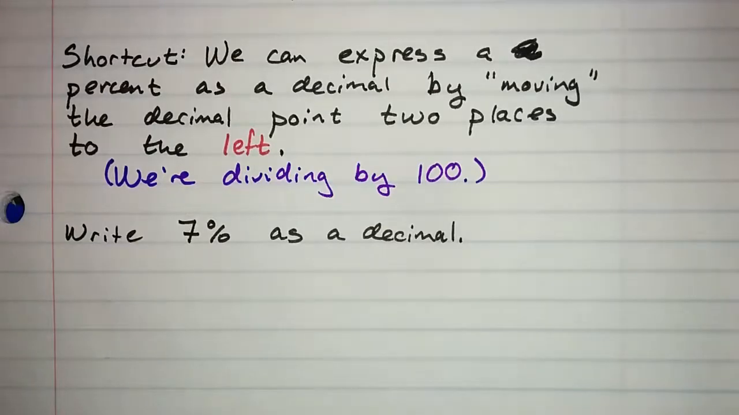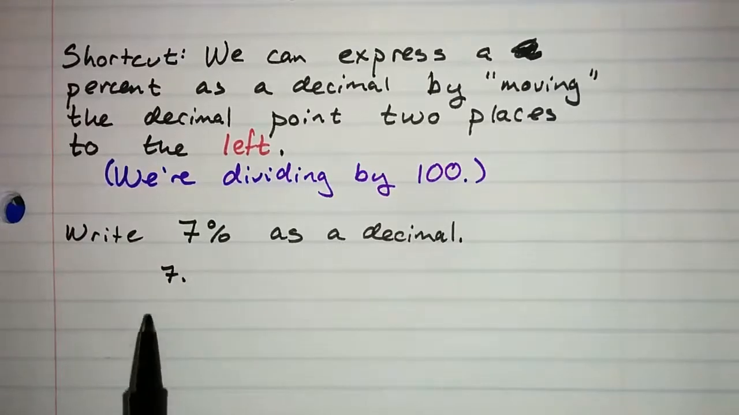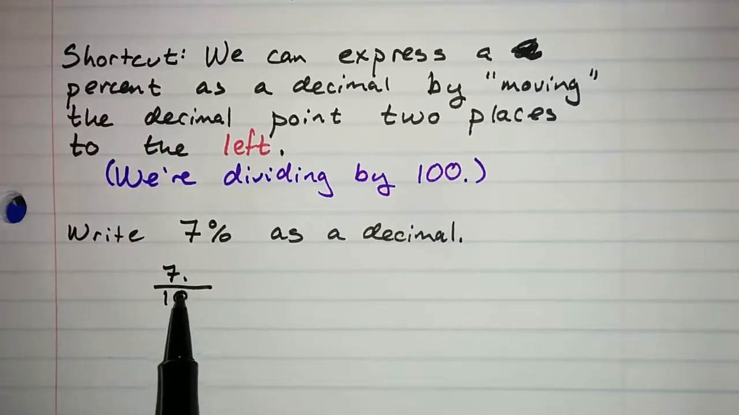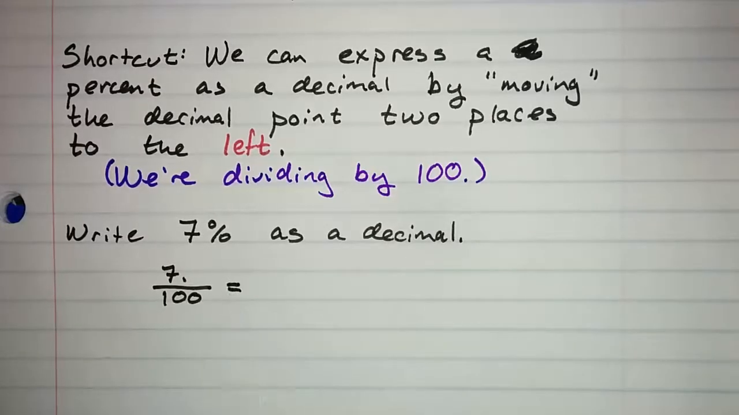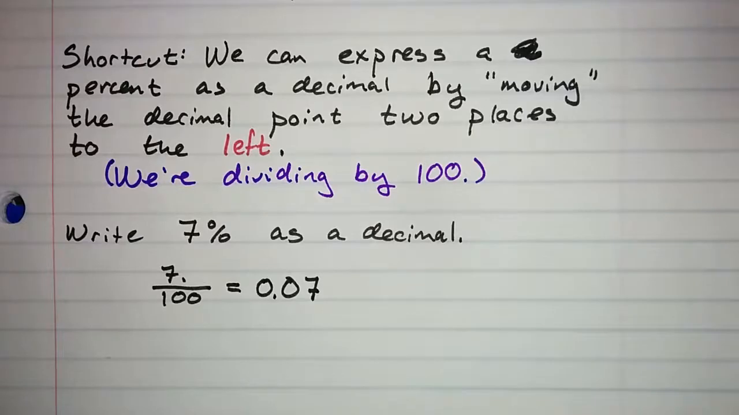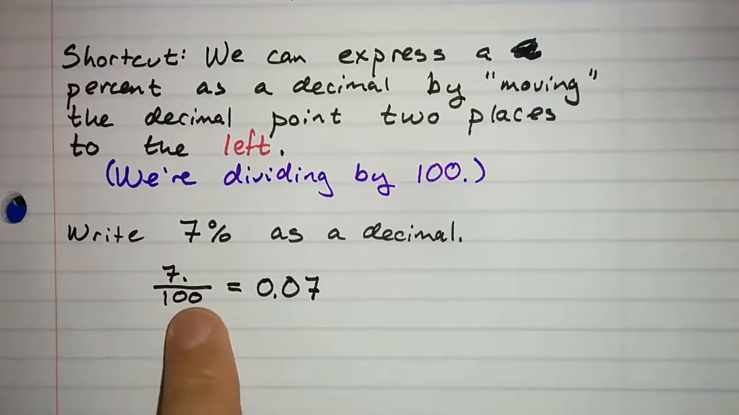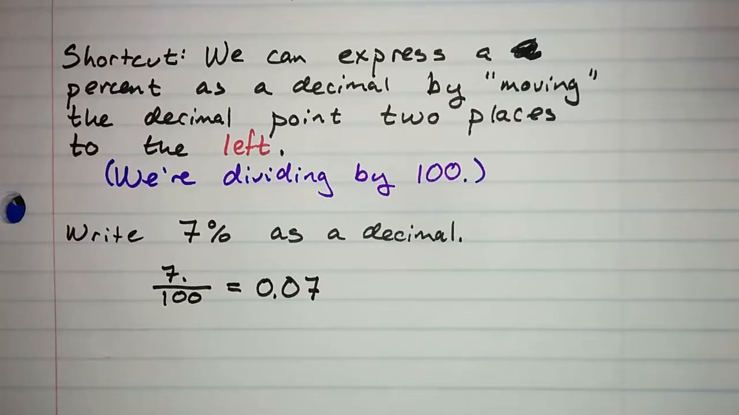So 7%, of course, that's 7 point out of 100. So we want to move the decimal point 2 places to the left. We have no digits after the decimal point right now. We're going to want 2 in our answer. So we get 0.07. Looking at this as a decimal fraction, we could also have said 7 over 100. That means 2 digits after the decimal point.